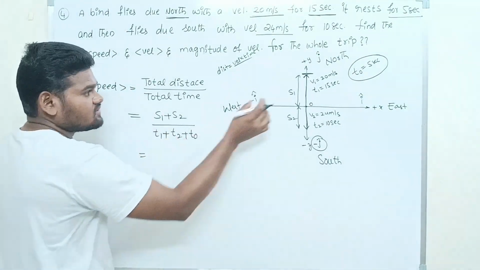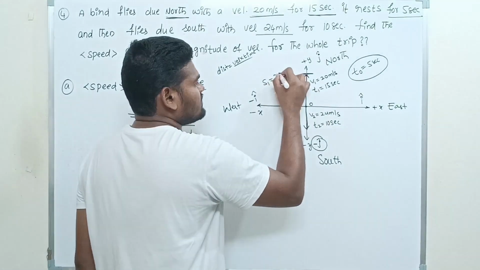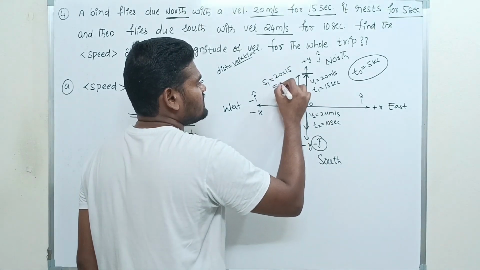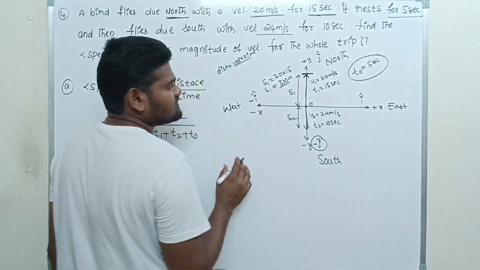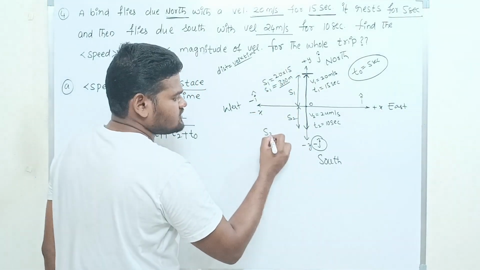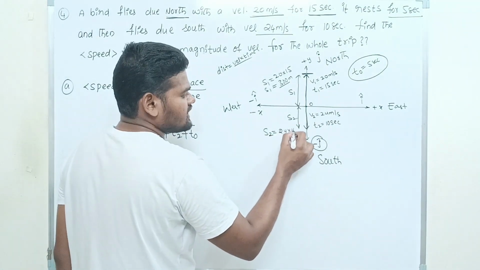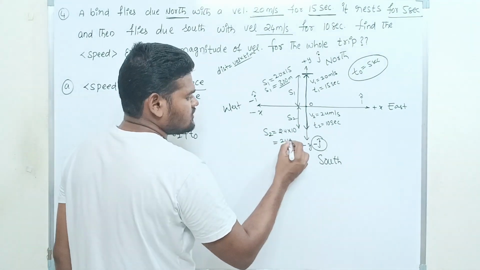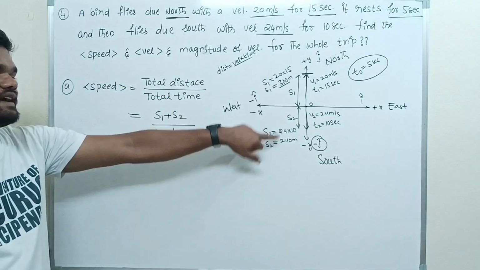So distance is equal to the first speed into time. From this we can write S1 is equal to how much? 20 into 15, that is 300 meters. S1 is equal to 300 meters. So S2 is equal to velocity into time. What is the velocity? 24 into time 10. 24 into 10, 240 meters. So we got distances S1 and S2.